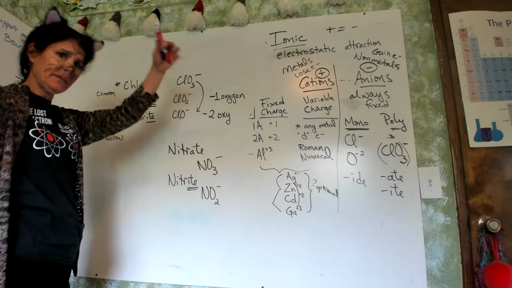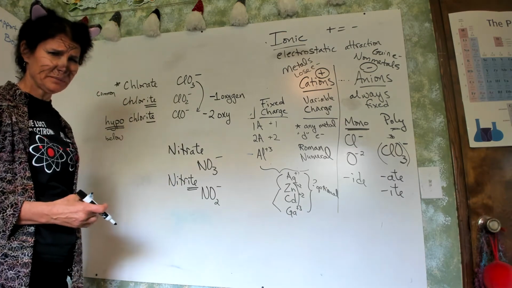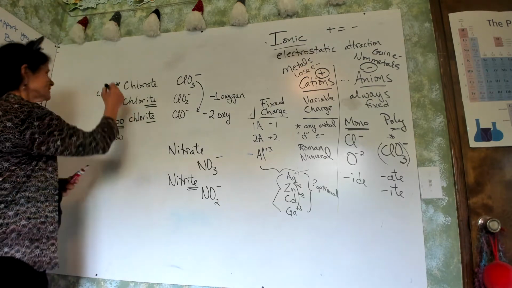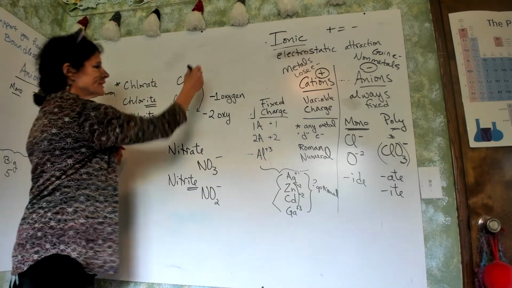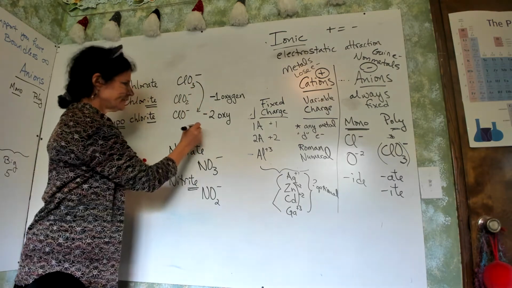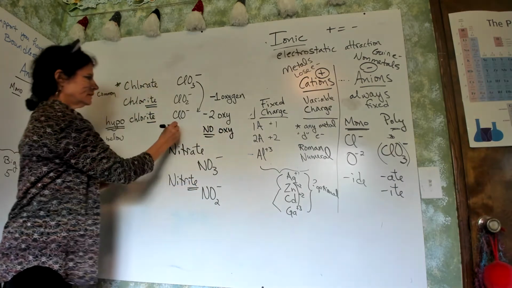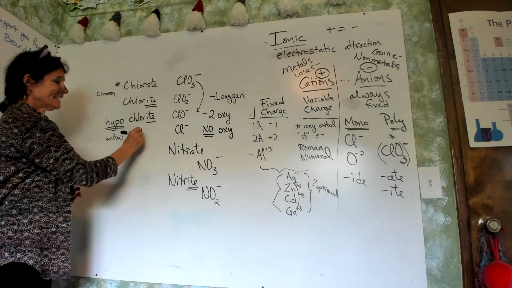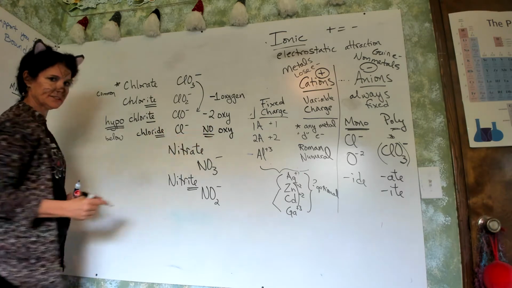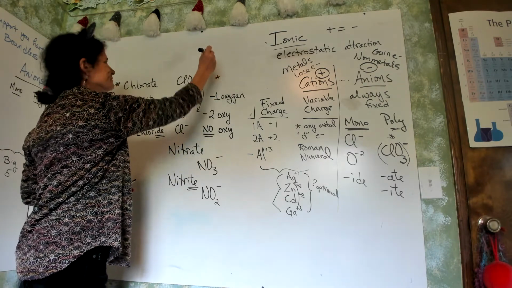Or you can go with that big, huge chart, and you're going to be there looking for them all the time. You can't take away 3, it turns out, so don't go there. Well, if you have no oxygens, it's just Cl. And then the ending is IDE, when there's no oxygens. All right, this is just our starting point.